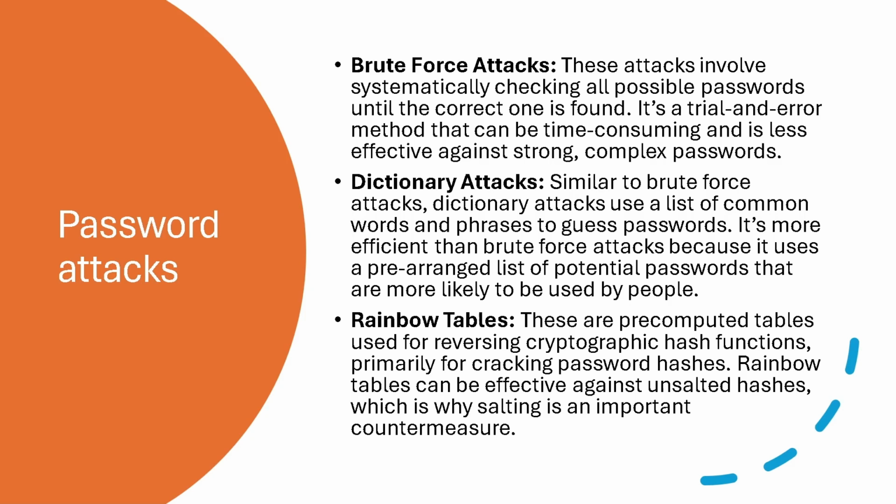Dictionary attacks. Similar to brute force attacks, dictionary attacks use a list of common words and phrases to guess passwords. It's more efficient than brute force attacks because it uses a pre-arranged list of potential passwords that are more likely to be used by people. Rainbow tables. These are pre-computed tables used for reversing cryptographic hash functions, primarily for cracking password hashes. Rainbow tables can be effective against unsalted hashes, which is why salting is an important countermeasure.